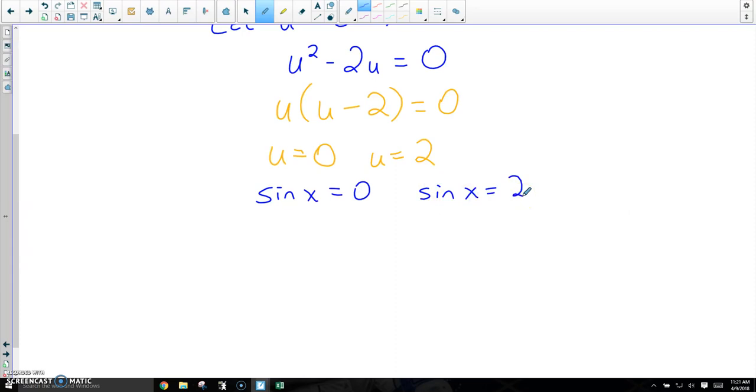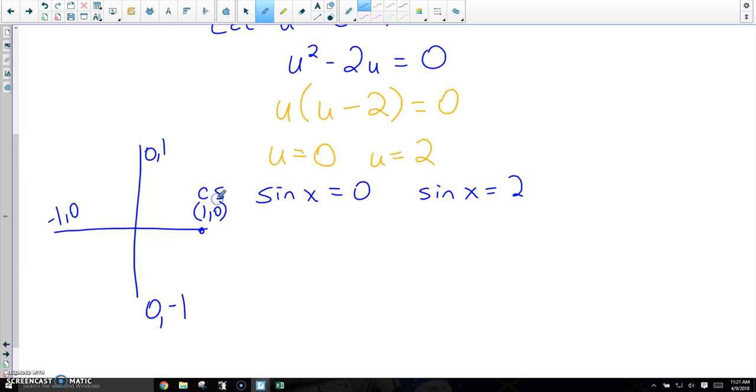So where is the sine equal to 0? Well, remember our 4 points. This is the point (1, 0), (0, 1), (-1, 0), (0, -1), and every point is (cosine, sine). So where the sine value is 0 is here at 0 and at pi. So this gives me x equals 0 or pi. That's in radians, of course. In degrees it would be 0 degrees and 180 degrees.